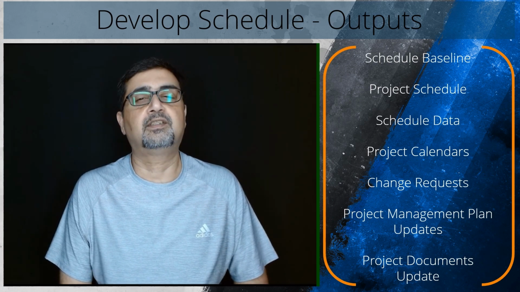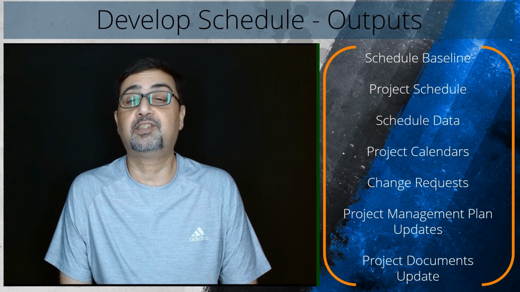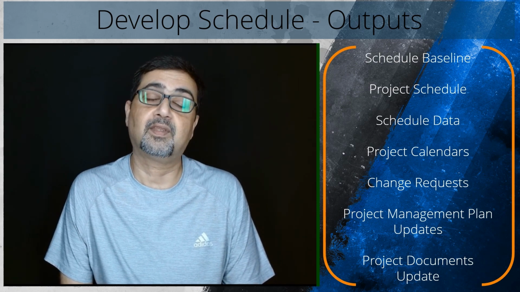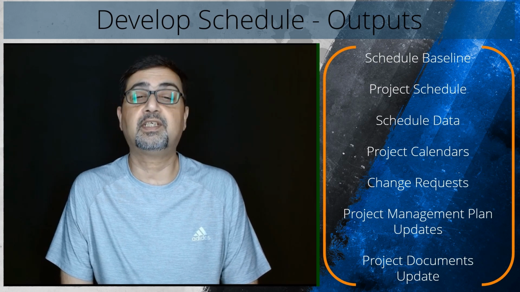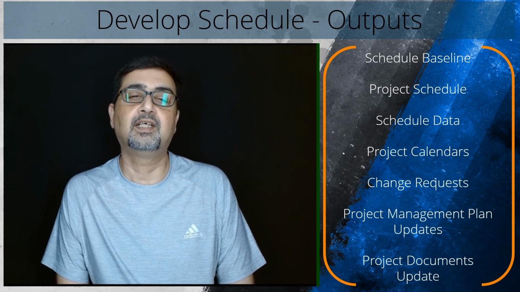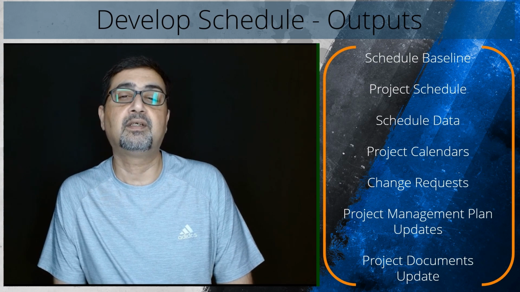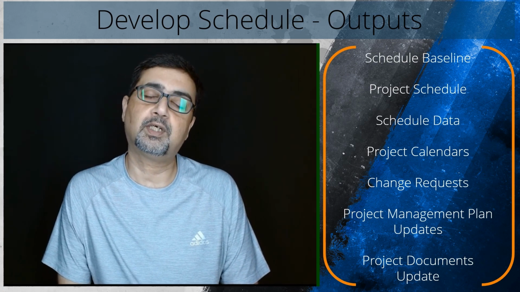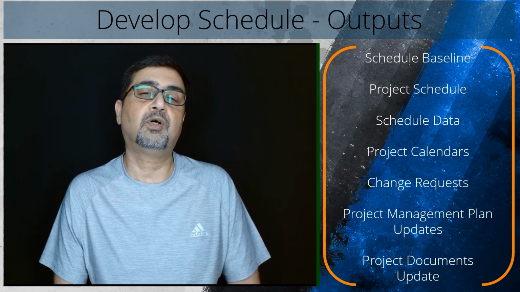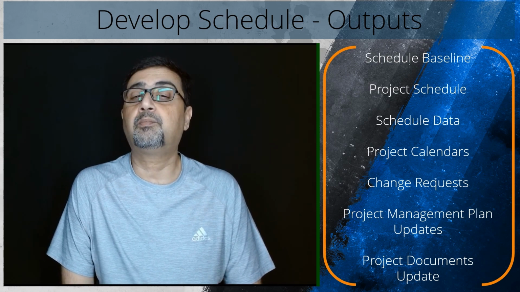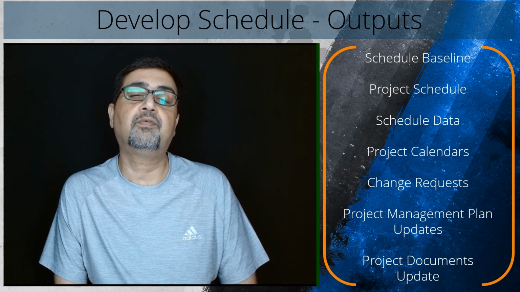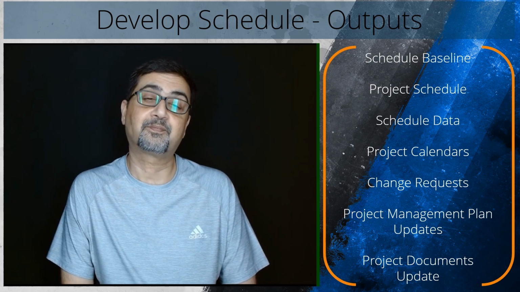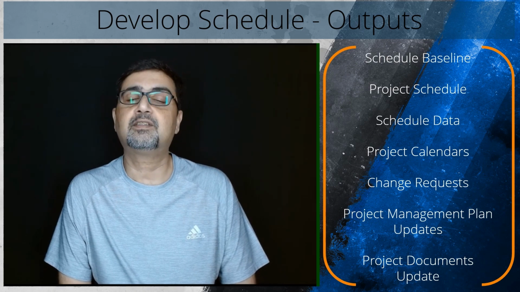Then we have the project calendars. A project calendar identifies working days and shifts that are available for scheduled activities. It distinguishes time periods in days or parts of days that are available to complete scheduled activities from time periods that are not available for work. A schedule model may require more than one project calendar to allow for different work periods for some activities to calculate the project schedule. The project calendars may be updated.